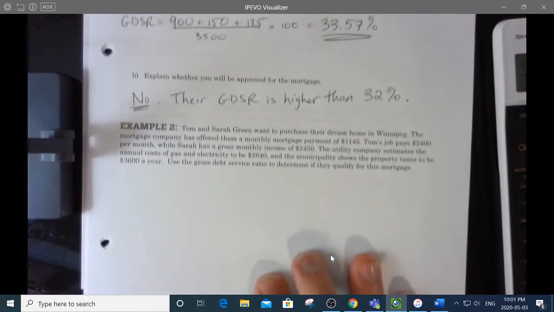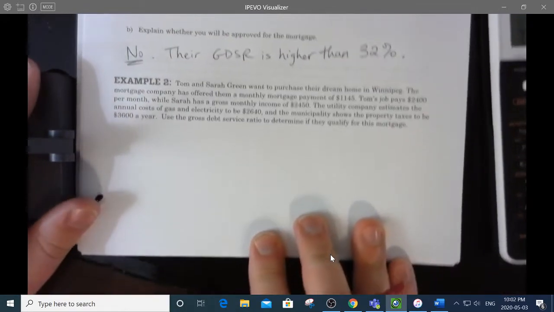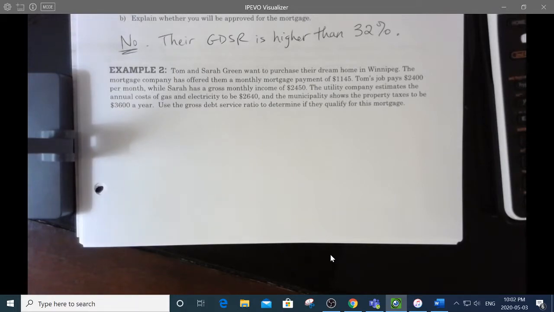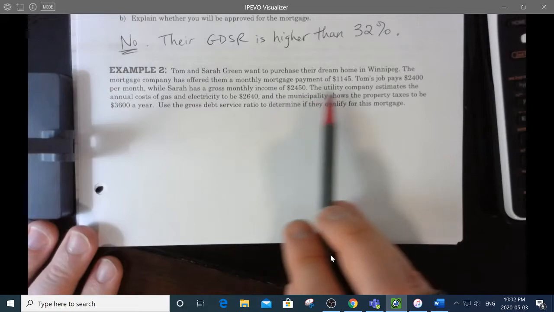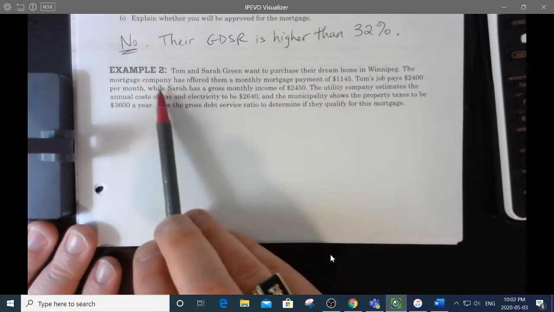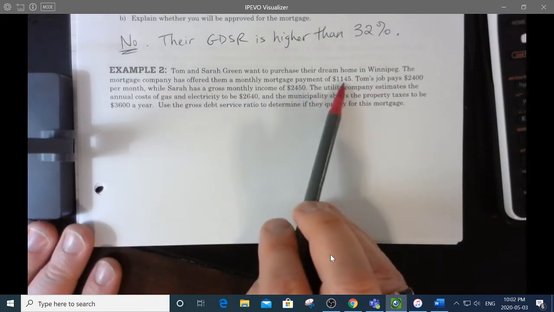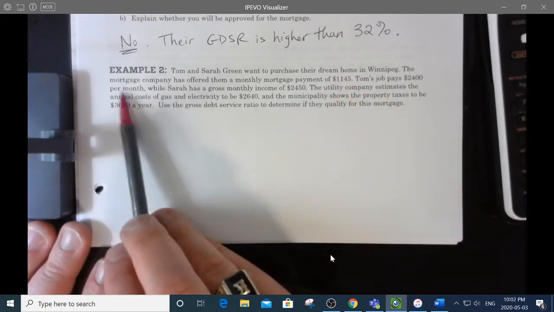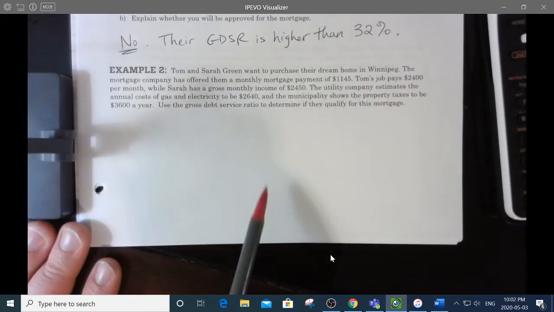Okay, example 2. Now, that is a very simple example that we just did. Most of these questions throw some extra calculations in there to try to kind of mess with you a little bit. So, for example, let's see what we got here. This is a married couple or a couple together buying a house, and the mortgage company has offered them a monthly mortgage payment of this. Some questions will actually get you to calculate the monthly mortgage payment, so you can do that. Tom's job pays $2,400 per month. Sarah's has this. So now the gross monthly income is 2 incomes that you have to add together.